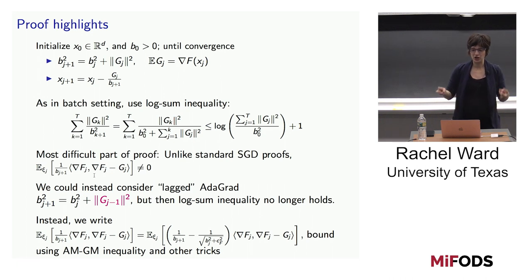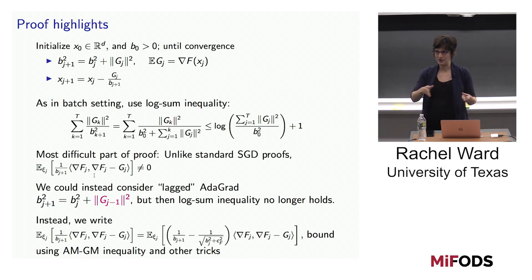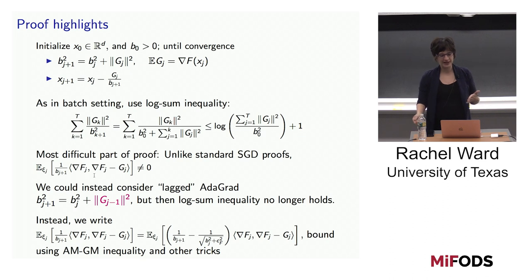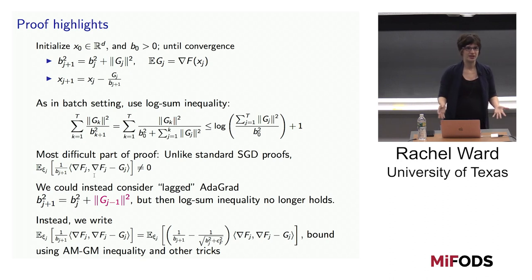try to guess a good value for the expectation of 1 over b_{j+1} conditioned on all the random variables up to time j. What's a good guess of what it is in expectation? Well, it's close to 1 over the square root of b_j squared plus, say, a bound on the squared gradient, c_f squared. So we can subtract that value, which is not a random variable before conditioning, and then we have an expectation of two still dependent random variables, but they're going to be small enough that we can do some analysis tricks to show that this term is small enough that we don't ruin the convergence rate.